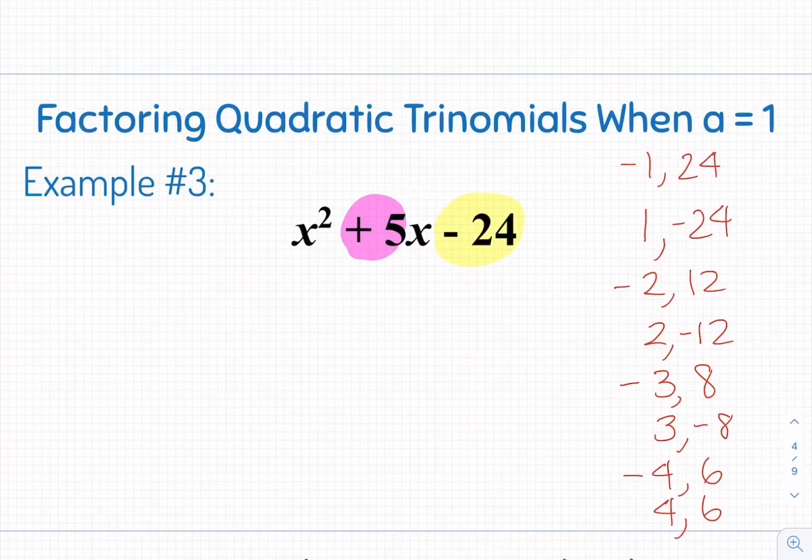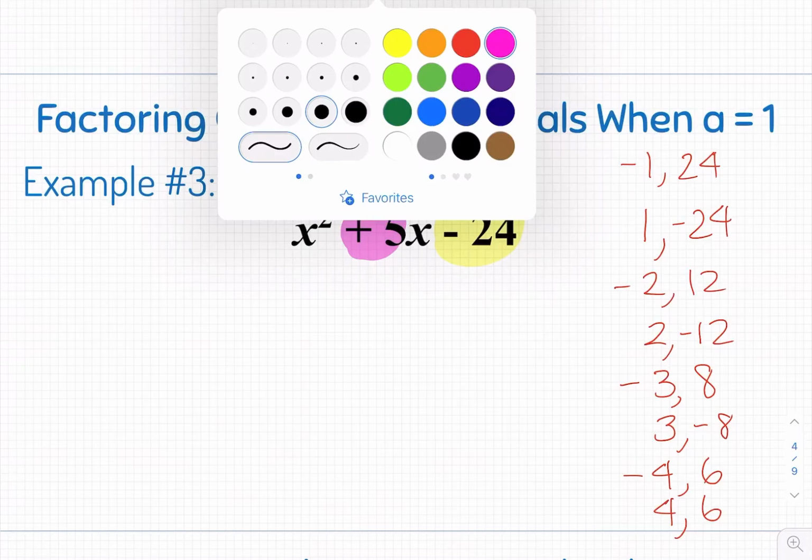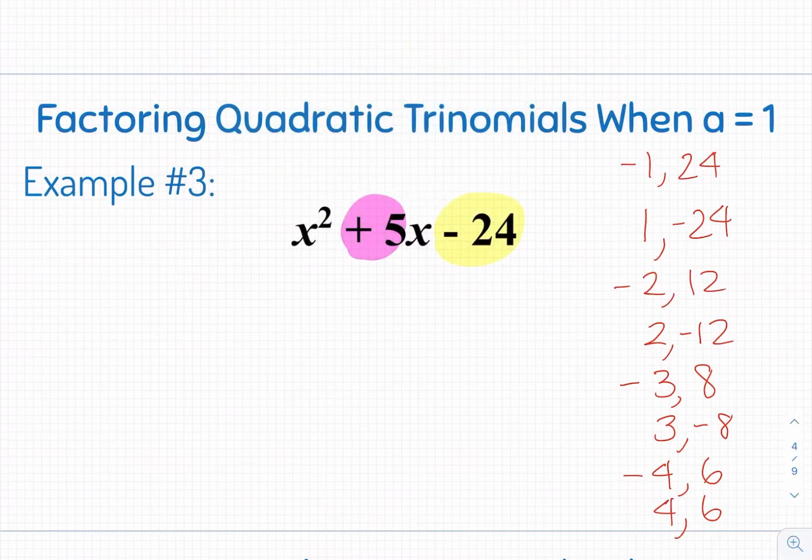And then you go through these and you just say, which of these would add to equal a positive 5? So to add to equal positive, the larger number has to be positive. And then they have to add to equal positive 5. So the answer to this is x minus 3, x plus 8.